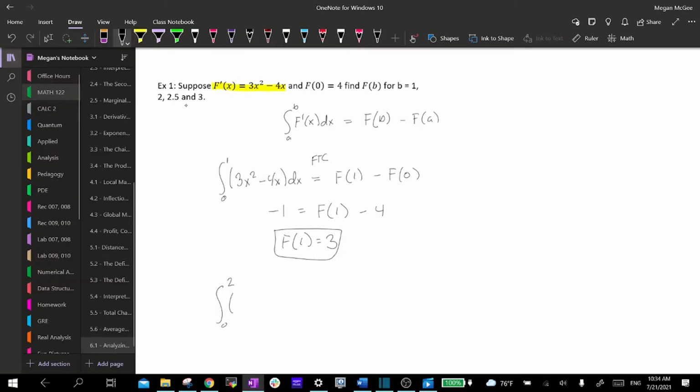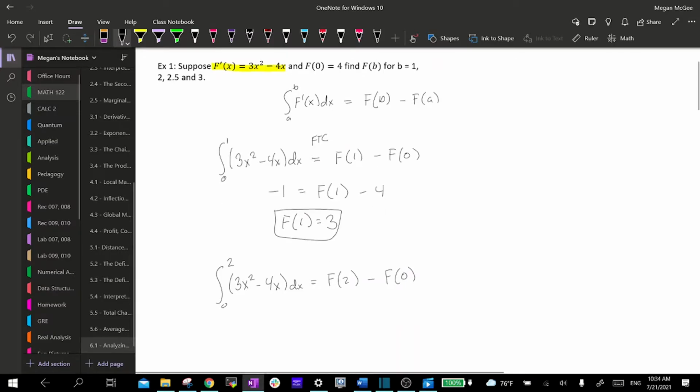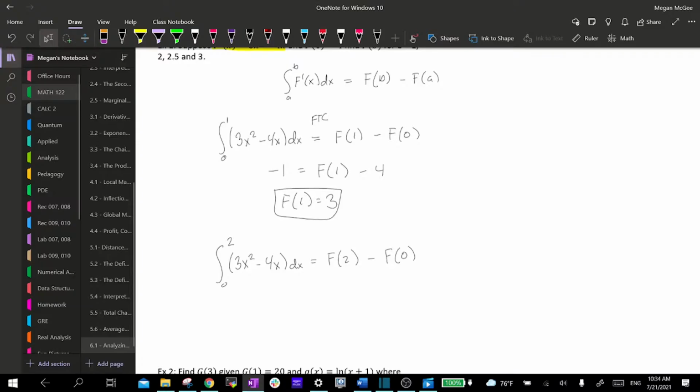So the integral of our derivative, so 3x squared minus 4x dx, and this is going to be F of 2 minus F of 0. So the left-hand side is going to come out to be 0, and F of 2 is what we need to find, and F of 0 is again minus 4, so we get F of 2 is equal to 4. All right, now we still need to find F of 2.5 and F of 3.